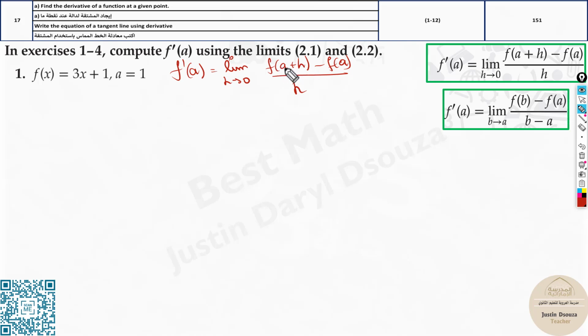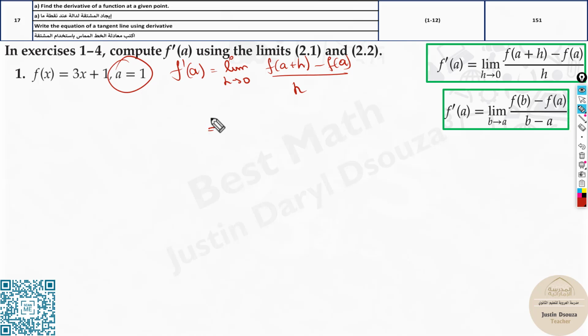Now you might be wondering, I've seen this formula in terms of x. Absolutely, that is also fine. a is equal to x here. You can also see it as f of x plus h minus f of x by h. That's also fine, because here they have mentioned the a value or the x value. You can consider this as x or a value. Now what we do over here is we substitute first the a value, whatever is given.